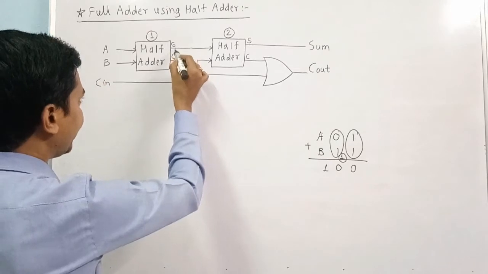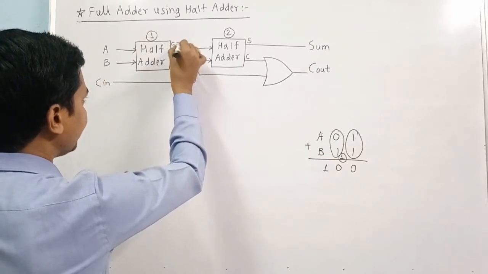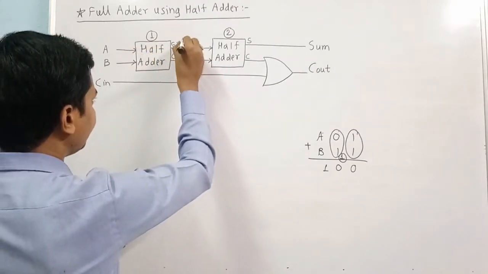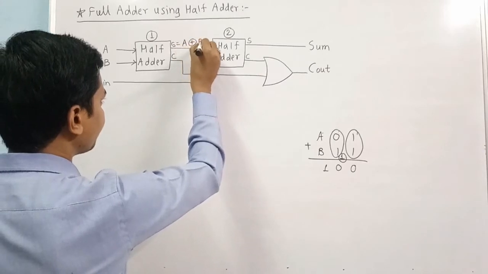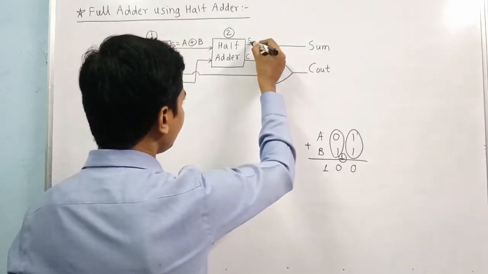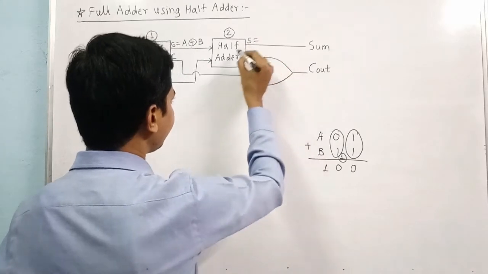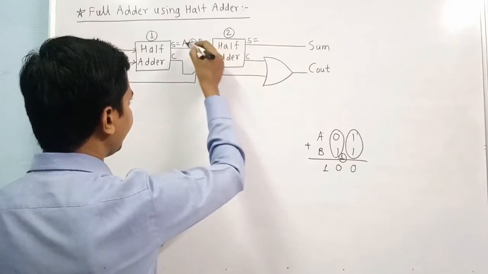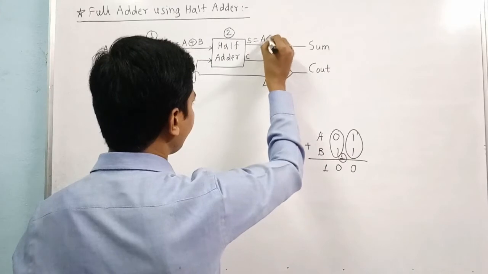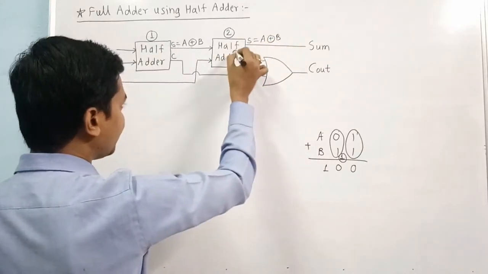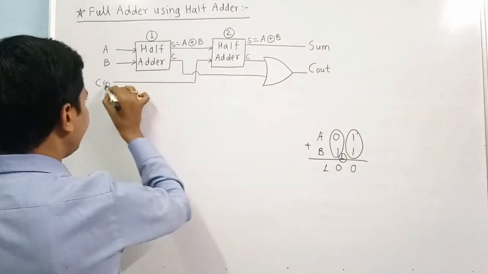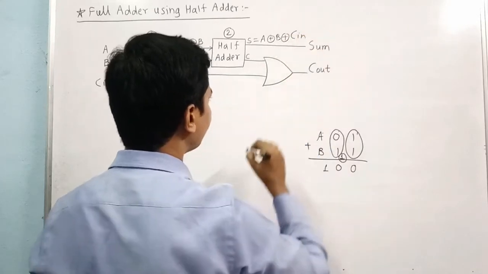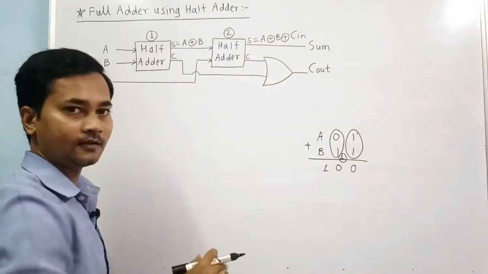We know that the summation expression is the XORing of inputs. Here the inputs are A and B, so we can easily say that it is the XORing of A and B. In the same way, what about the summation of the second half adder? It is the XORing of these two inputs. The first input is A XOR B, and the second input is C in. So here we can write XORing with C in, and directly we can get the summation.